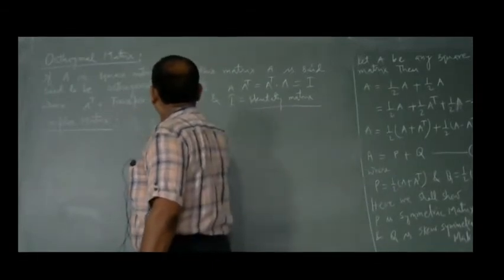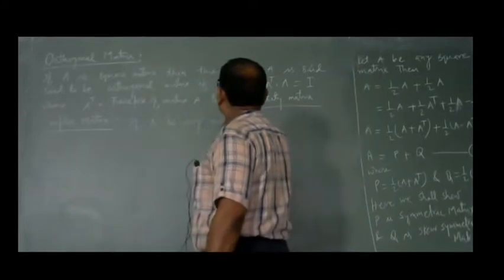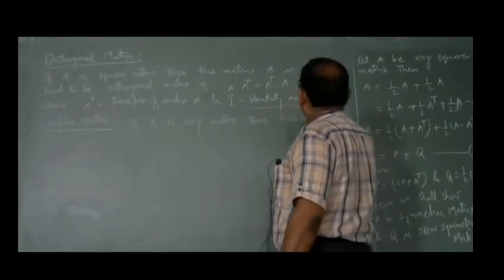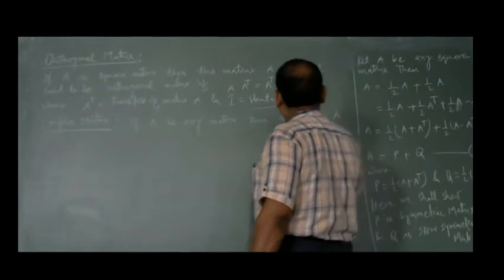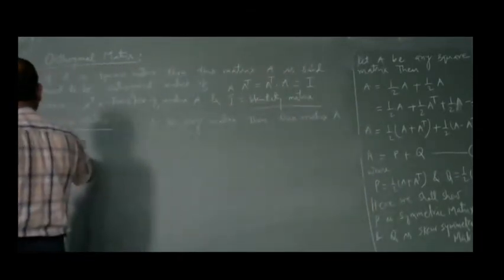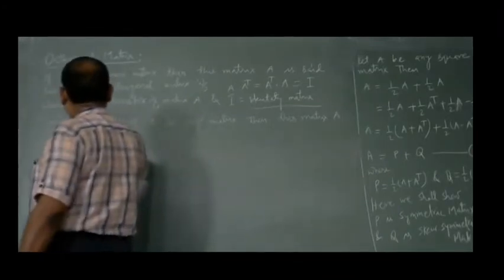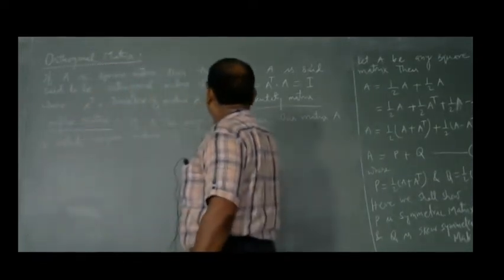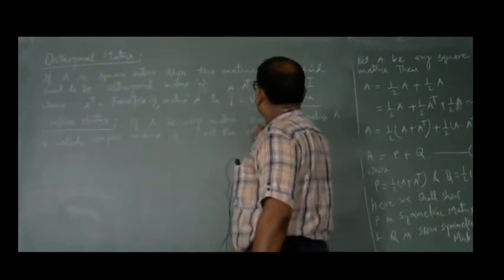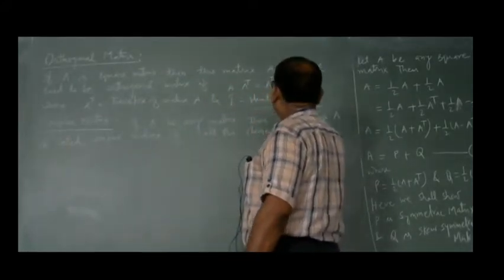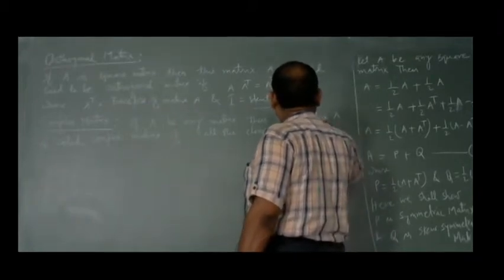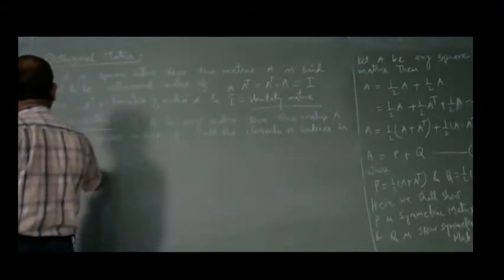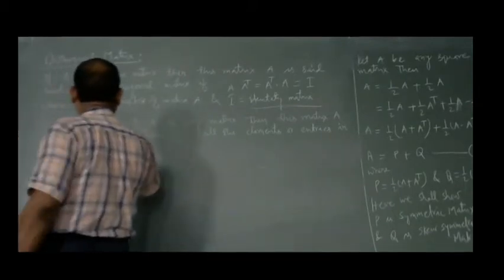If A be any matrix, then this matrix A is called a complex matrix if all the elements in the matrix are complex numbers.